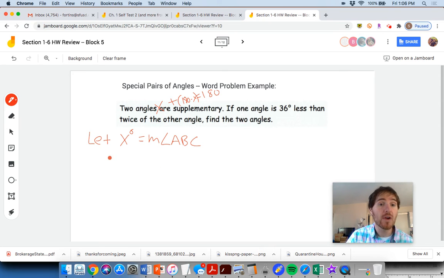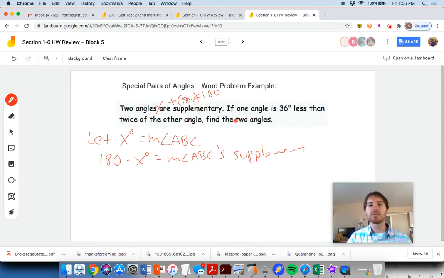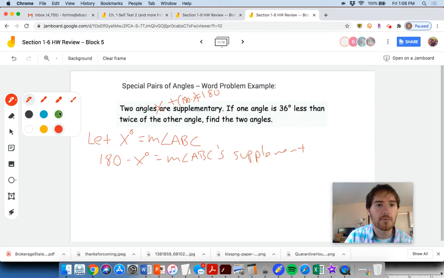So I'd always recommend starting your problems like this: 180 minus x degrees equals the measure of angle ABC's supplement, or whatever angle is mentioned first in the problem. So this is where we're coming back to our Algebra 1 skills and trying to break down these words and turn them into expressions. So we have some expressions to work with here.